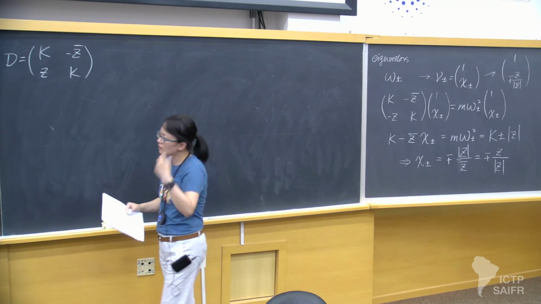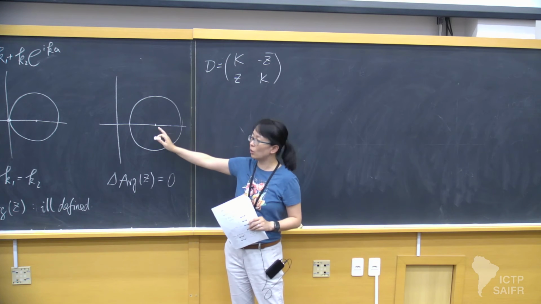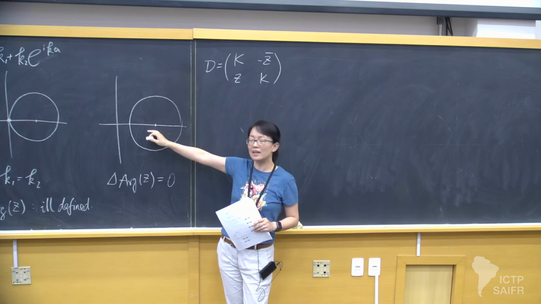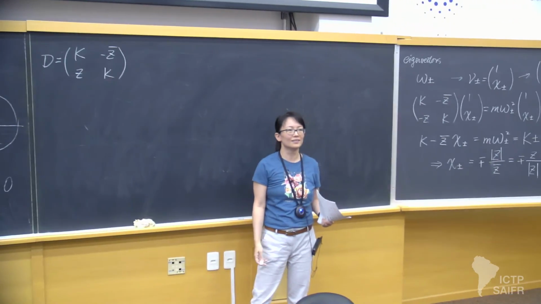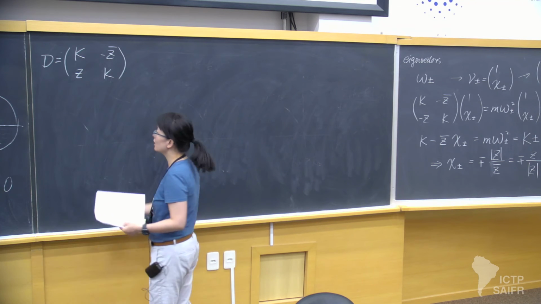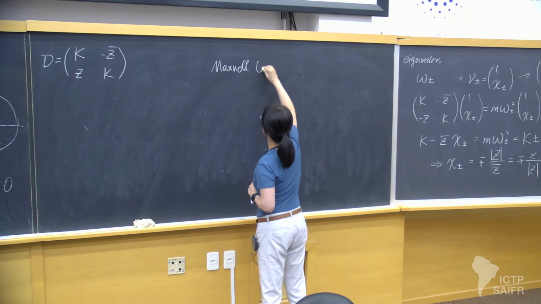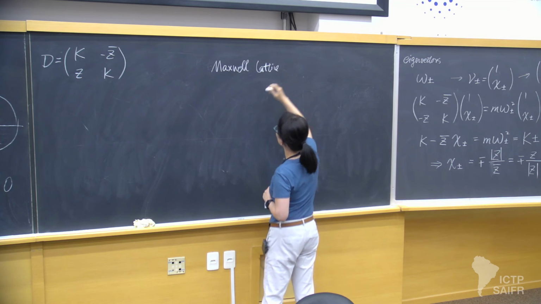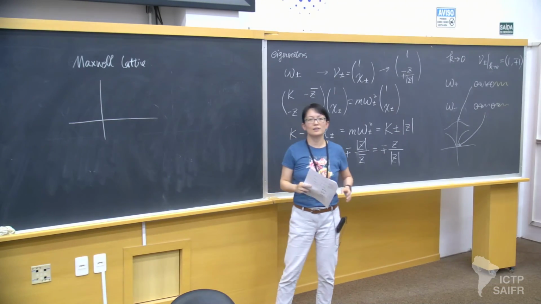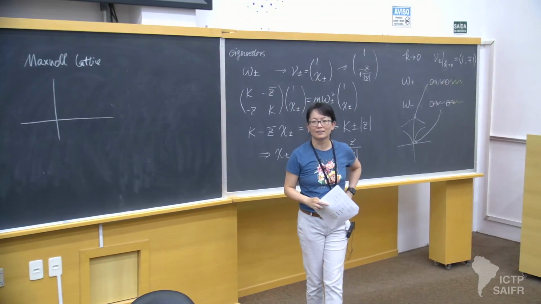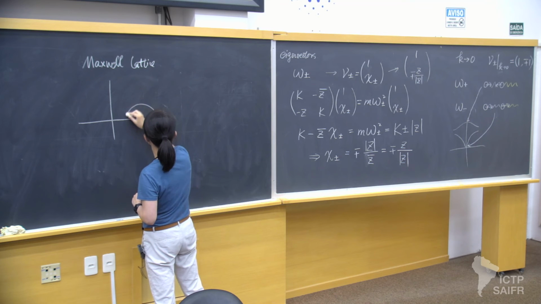And you probably still remember pictures like this that Tom talked about. What is the quantity that is of interest when you do this phase winding? In that case, in the Maxwell lattice case, what is the phase that you draw this circle?